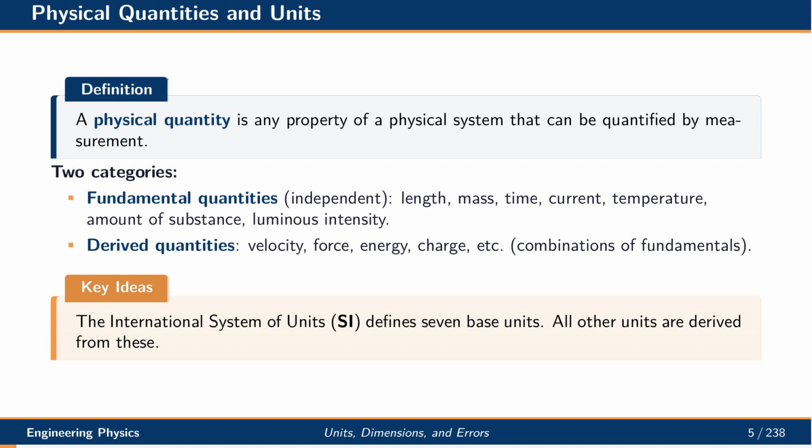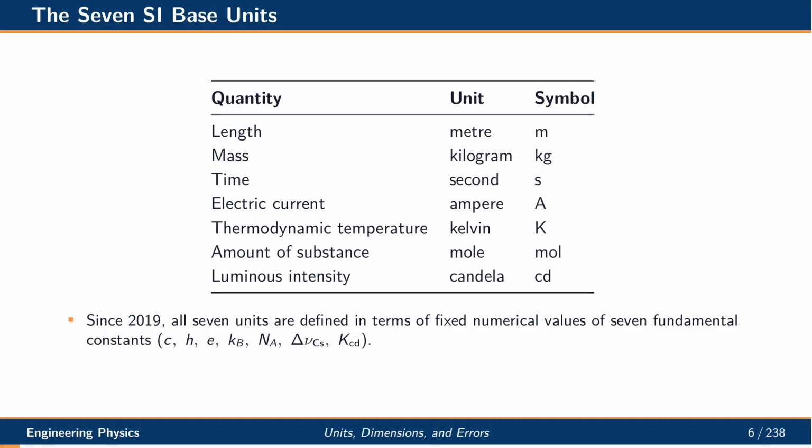The International System of Units, known as SI, defines 7 base units from which all others are derived. The 7 SI base units are the meter for length, the kilogram for mass, the second for time, the ampere for electric current, the Kelvin for thermodynamic temperature, the mole for amount of substance, and the candela for luminous intensity. Since 2019, all 7 units are defined in terms of fixed numerical values of 7 fundamental constants of nature, such as the speed of light, Planck constant, and elementary charge. This makes the definitions universal and reproducible.